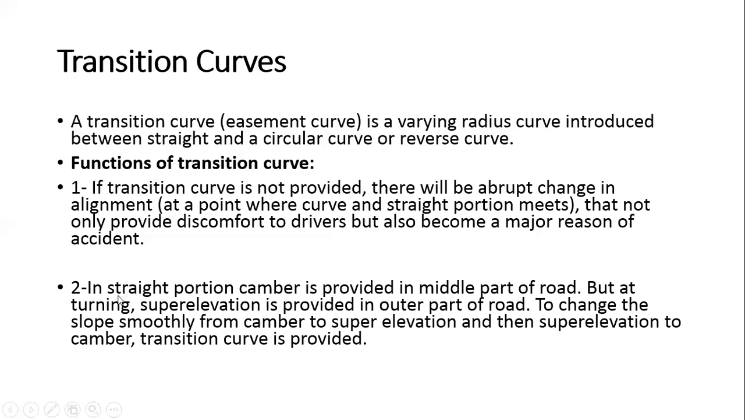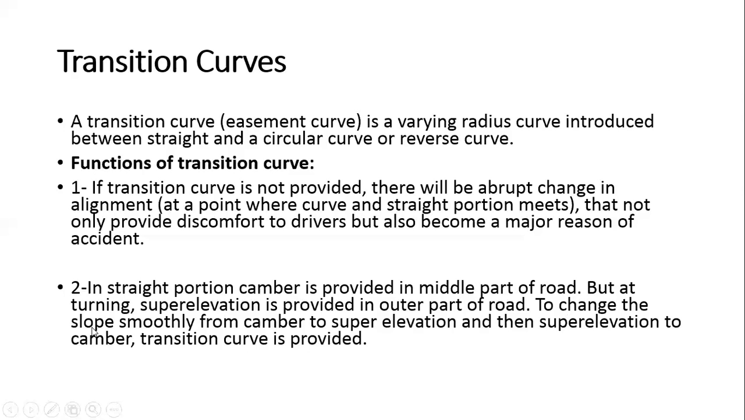The second function: on a straight portion, you know that the central portion of the road is slightly higher as compared to the sides of the road. On a straight road, this raising of the central portion is called camber. So on a straight portion, camber is provided in the middle part of the road, but at the curve or the turning, super elevation is provided. On the curve, the outer end of the road is raised with respect to the inner one. That is called super elevation.